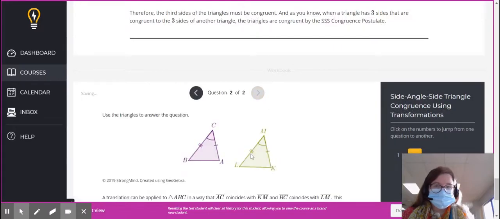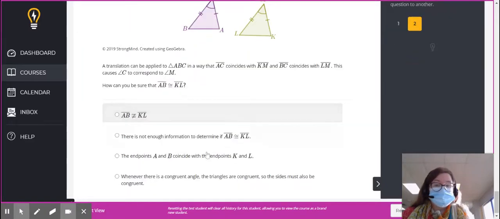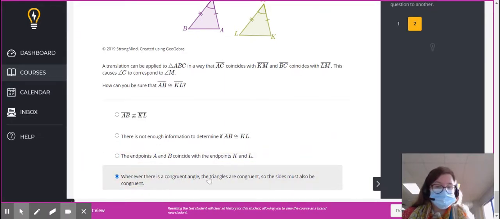All right. Then this one. Same pictures as we had above. A translation can be applied to triangle ABC in a way that AC coincides with KM and BC coincides with LM, and this causes angle C to correspond to angle M. How can you be sure that AB is congruent to KL? You can be sure because the endpoints of AB coincide with the endpoints of KL. Whenever the triangles are congruent, the sides must also be congruent.